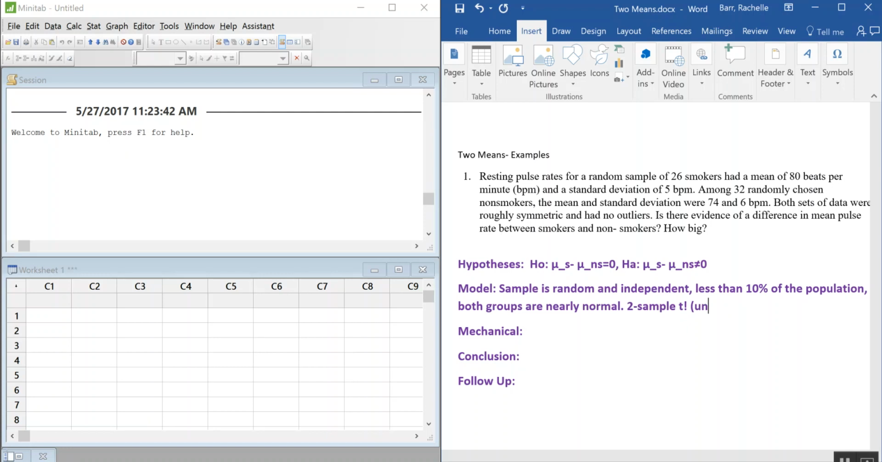Woohoo! And this is going to be an unpooled one. The reason that this is going to be unpooled is because I'm not making the assumption that their standard deviations are the same at all. Let's get into the mechanics.